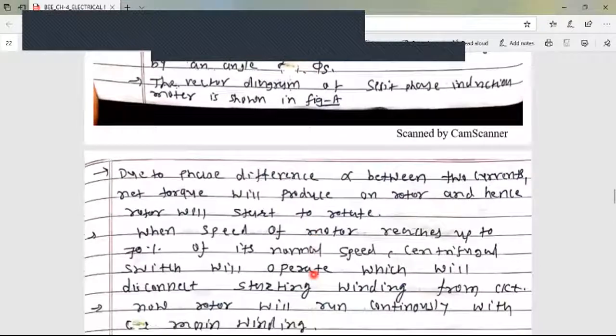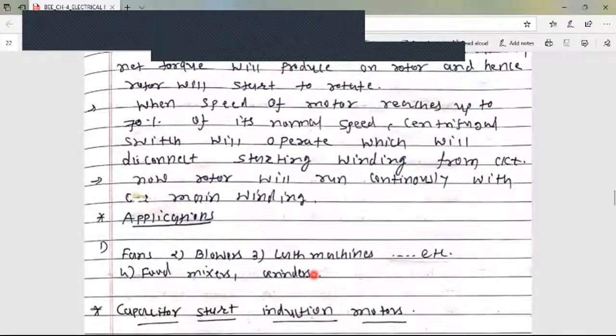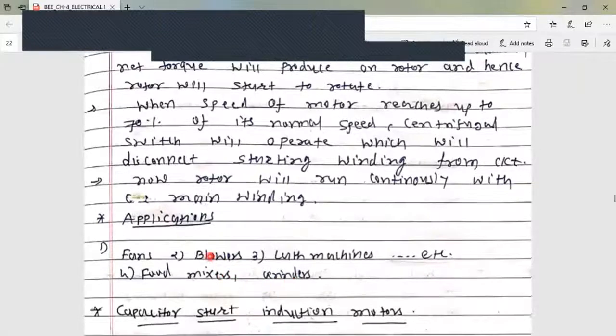So, applications of the split phase induction motor: fans, blowers, lathe machines, mixers, grinders. These are the applications.